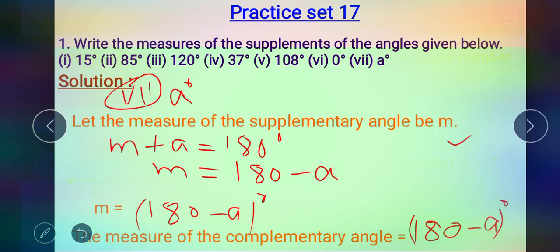So in this way you can solve. When you solve, here you will write, students, supplementary angle. You will cut this complementary angle. You will get the measure of the supplementary angle is equal to 180 minus a degrees.